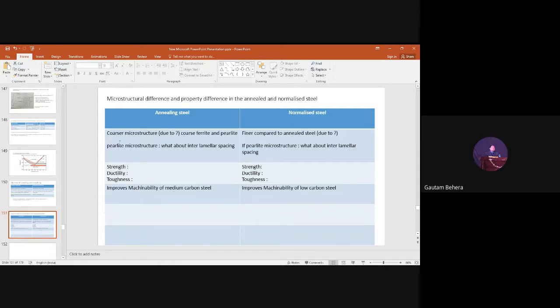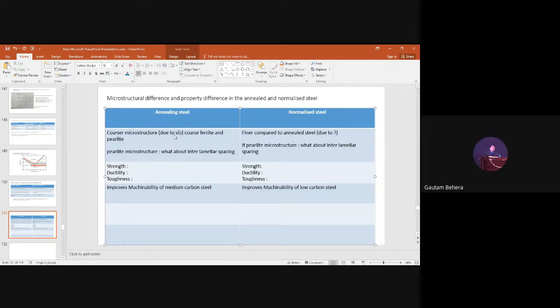The first difference you can see is a coarser microstructure. Why? Due to slow cooling. Very good. Cooling rate is slow, or furnace cooling. So if you have ferrite and pearlite, you have coarser ferrite and coarser pearlite. Similarly, if we have a pearlitic microstructure, what will happen to the interlamellar spacing here? It will be more. Yes, more interlamellar spacing. Very good.